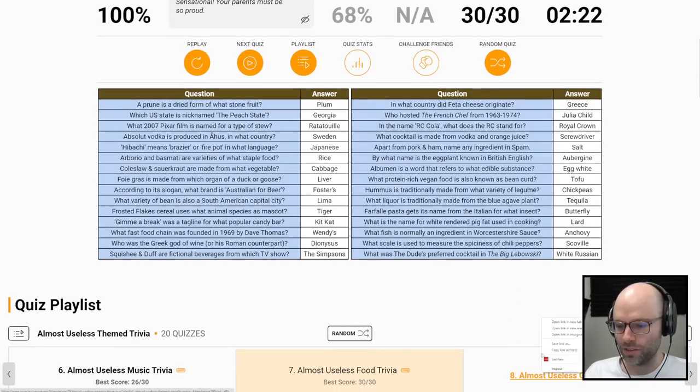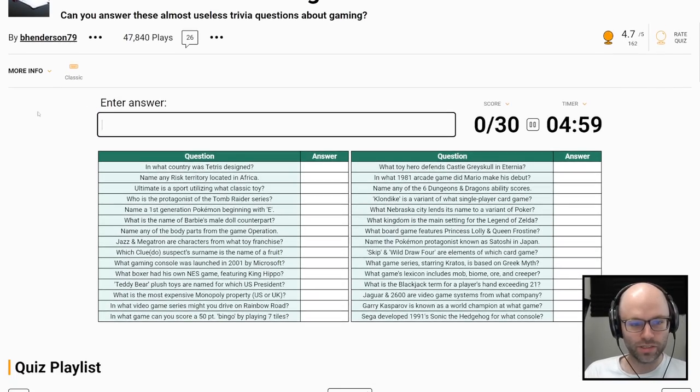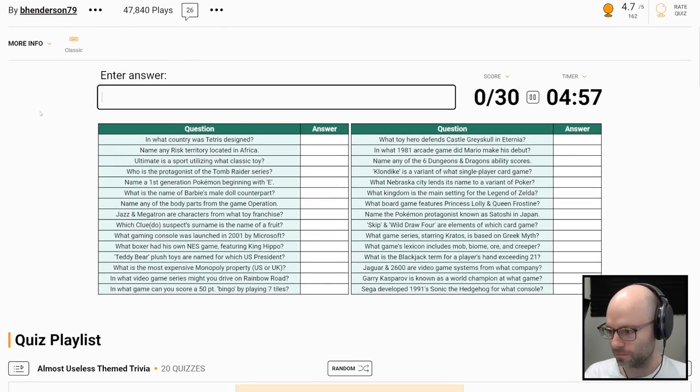Almost useless gaming trivia. In what country was Tetris designed? Russia. Risk territory in Africa. South Africa. Ultimate uses a frisbee. The protagonist of the Tomb Raider series, Lara Croft. First generation Pokemon beginning with E, Ekans. Barbie's male doll counterpart, Ken. Any of the body parts from Operation. The Wishbone.